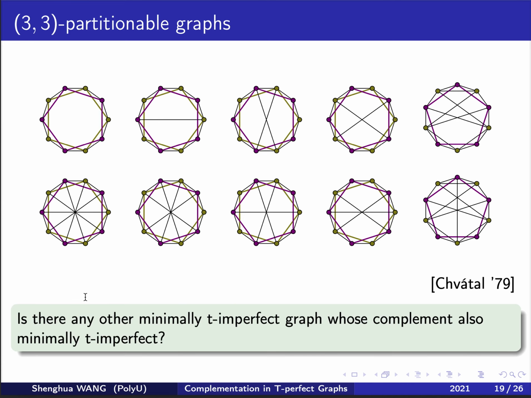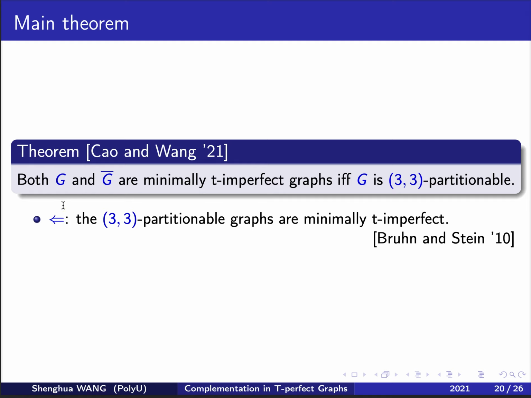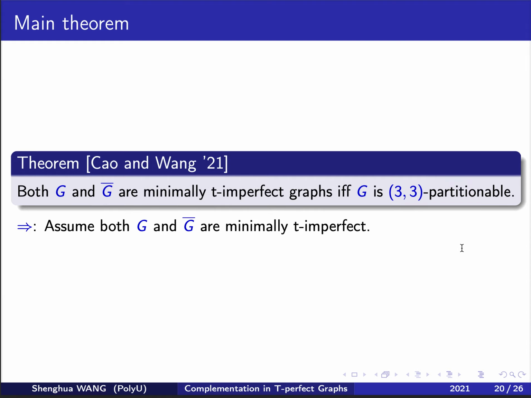Now we want to ask: is there any other minimally T-imperfect graph whose complement is also minimally T-imperfect? Our theorem gives a negative answer to that question, which is that both the graph and its complement are minimally T-imperfect if and only if the graph is a partitionable graph. The backward direction is quite trivial, based on the result of Bruin and Steen. The nontrivial part is the forward direction.